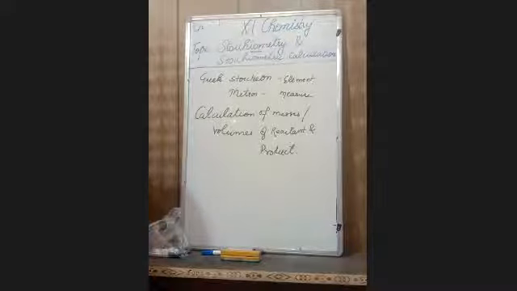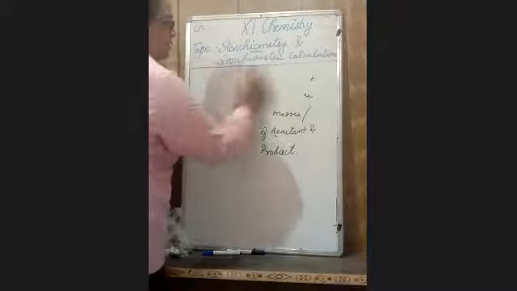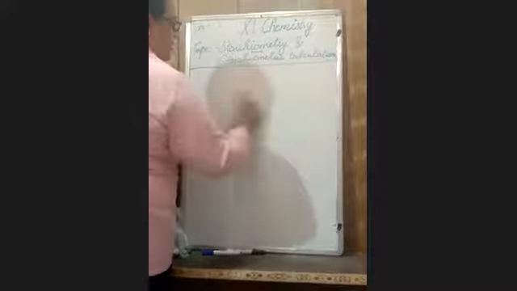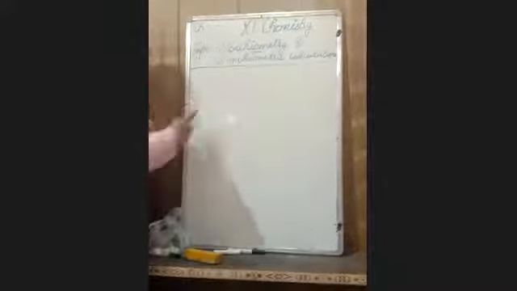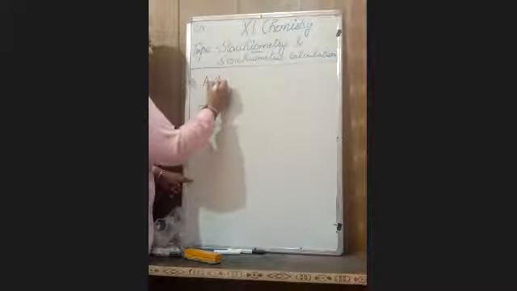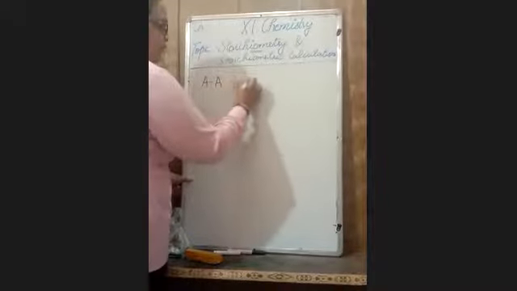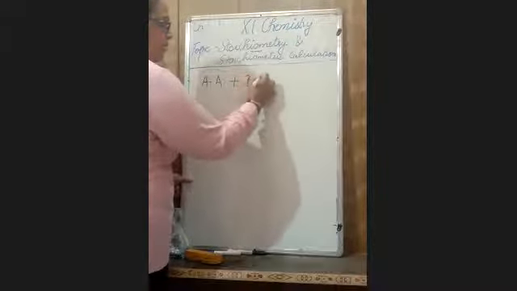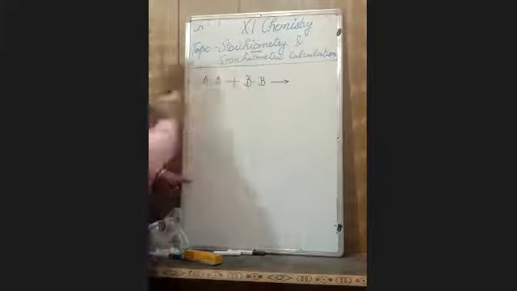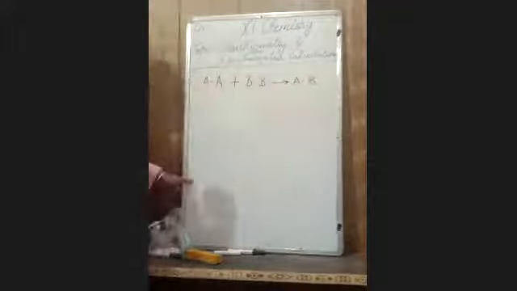So this is your stoichiometry. Now, I will give you one example. With this, you will understand this concept. Suppose I am taking an A molecule which combines with a B molecule to form an AB product.